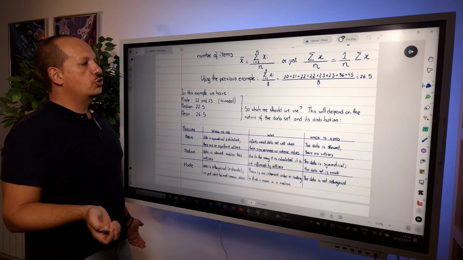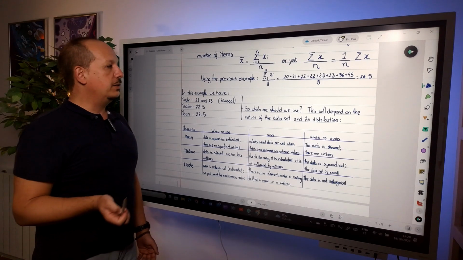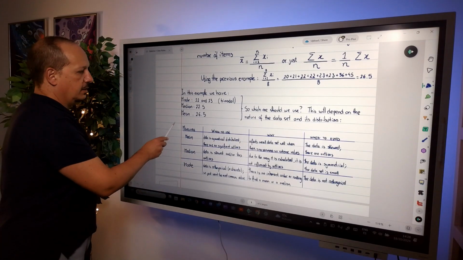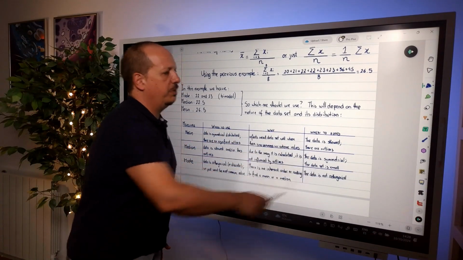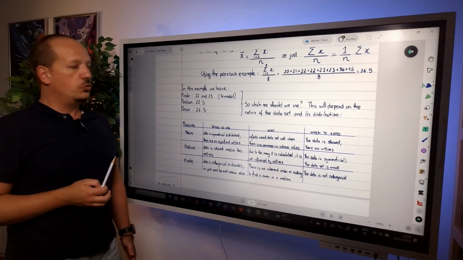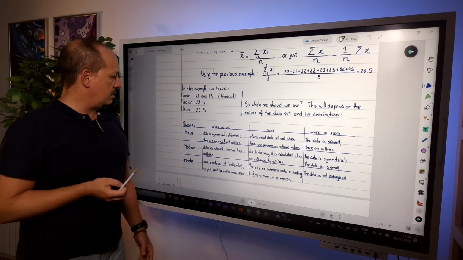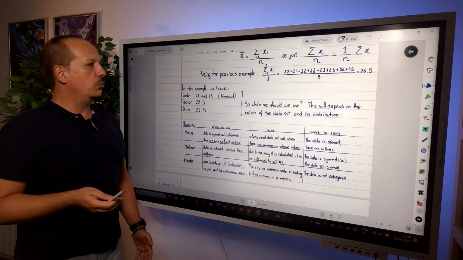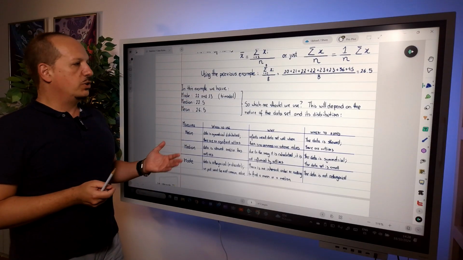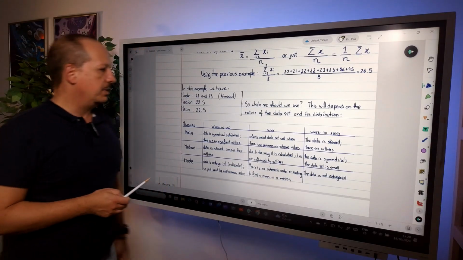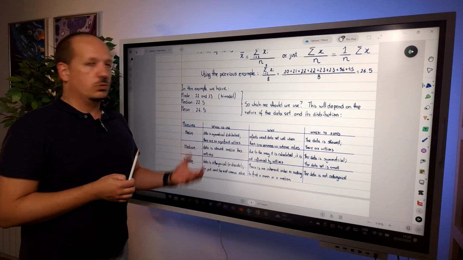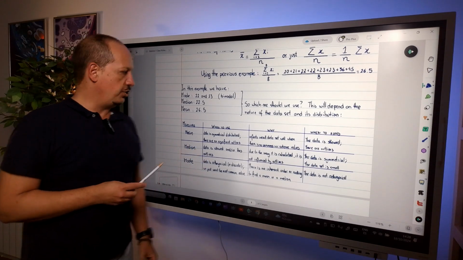So which one should we use? It will depend on the nature of the data set and its distribution. And here I collected the relevant information that you need to know in order to choose which one of these to pick. Notice that sometimes, particularly when you have a large data set and they are all together, it really doesn't matter what you pick because they all will yield the same result. But study this table and you will be able to understand which one to use in which situation.